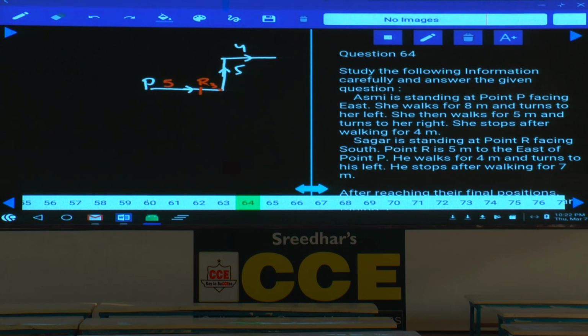Sagar is standing at point R, facing south. R is 5 meters to the east of P. He walks for 4 meters and turns to his left hand side. He stops after walking 7 meters. 7 meters means this 3 plus this 4, hence in total this person is finally at this place. Now this 3 plus 4 equals this 7 or not? Hence these two persons finally, Asmi is at this place and Sagar is at this place. These two persons are in the vertical direction. Done with this?